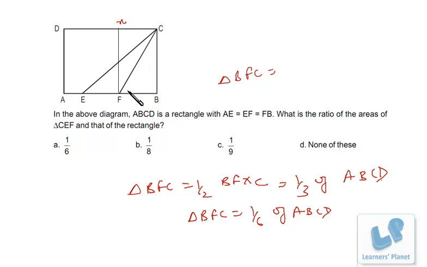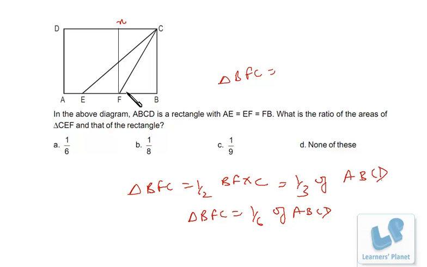Now in case of BFC and in case of CEF, there is no difference between their areas, because the length of the base is same, because EF is equal to FB, and the length of altitude in both the cases is also same. So area of CEF is equal to area of BFC, right? So precisely it is 1/6 of the entire rectangle, right? You just have to understand the concept, no paperwork is required at all, right?